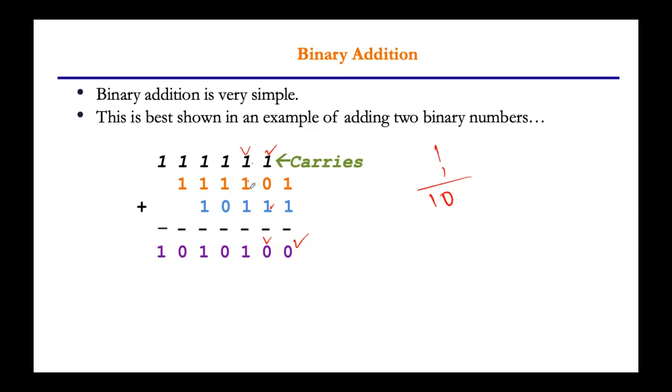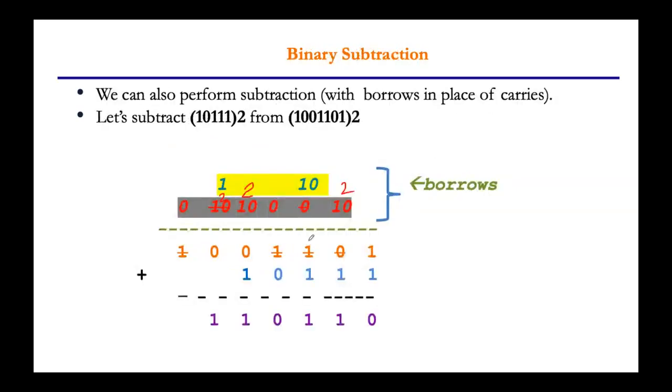Then 1 and 1 is 10, plus 1 is 3. That means 3 is 11. So 1 will be here, and 1 is carry. So 1 and 1 is 10 and 0, so that is 2. So it is 10, 0 is here, 1 will be carry. Then 1 and 1 and 1 is 3, so 1 is here and 1 is carry. 1 and 1 is 10, 0 is here, carry is here, and then here nothing is there. So this is the addition of multiple bits, or multiple bit binary addition.